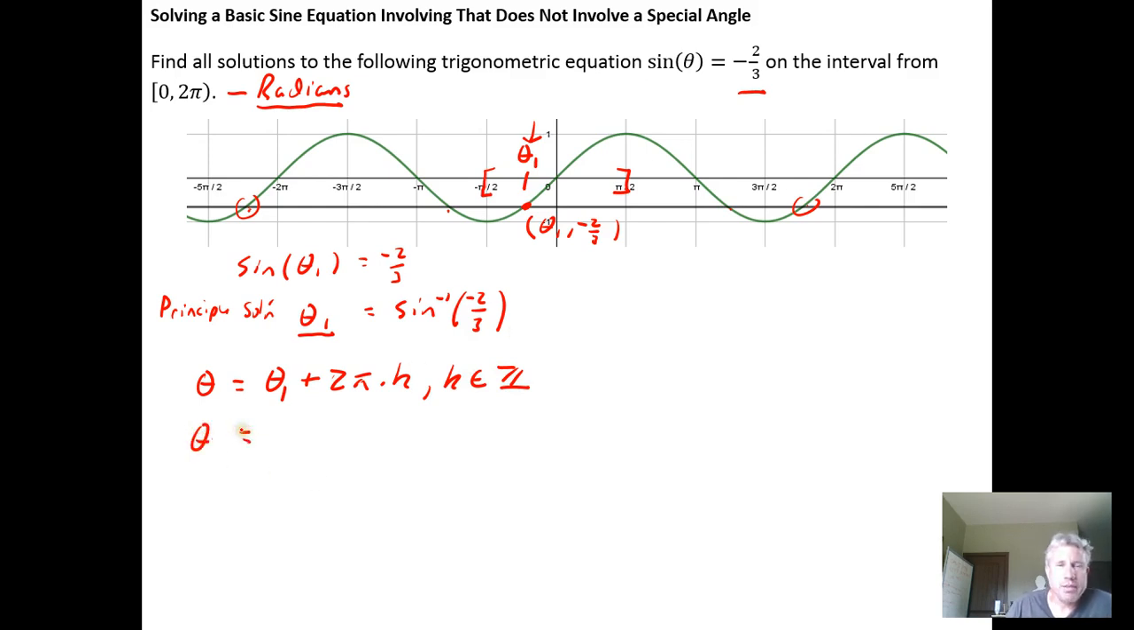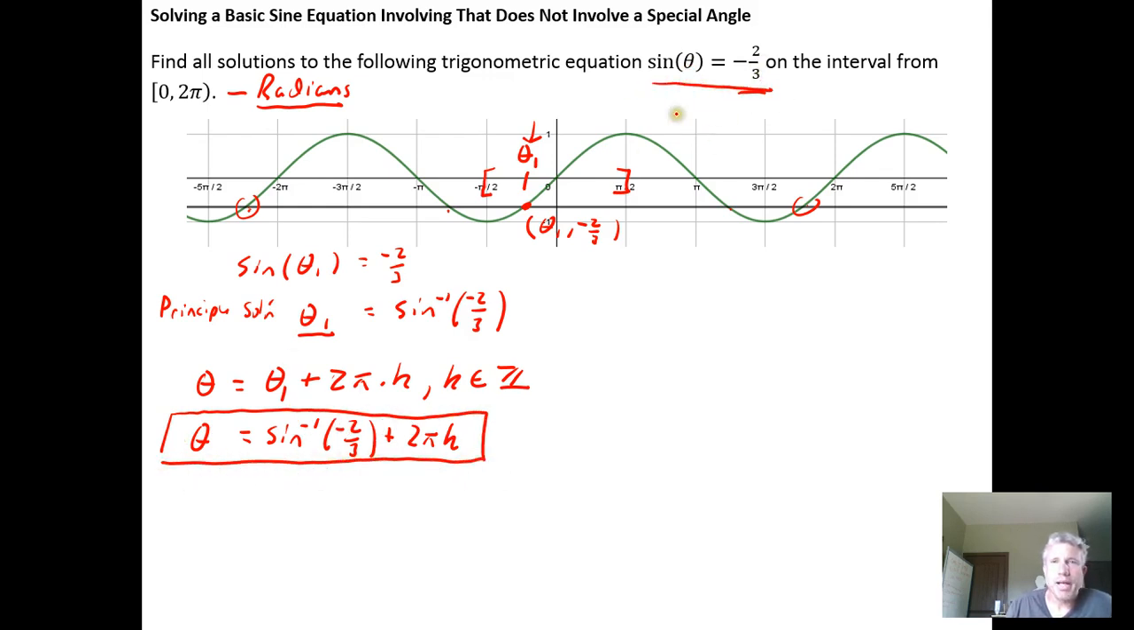But theta sub 1 is the sine inverse of negative 2/3. So sine inverse of negative 2/3 plus 2 pi k gives us all of the solutions that are coterminal with the principal solution theta sub 1. So everything here is a solution of the original equation. But we know that from the previous video there is a second solution that is the supplement of the first solution. In other words, we know there's an angle theta sub 2, and here he is right here in the picture, that also generates an output of negative 2/3, and he's the supplement of theta sub 1.